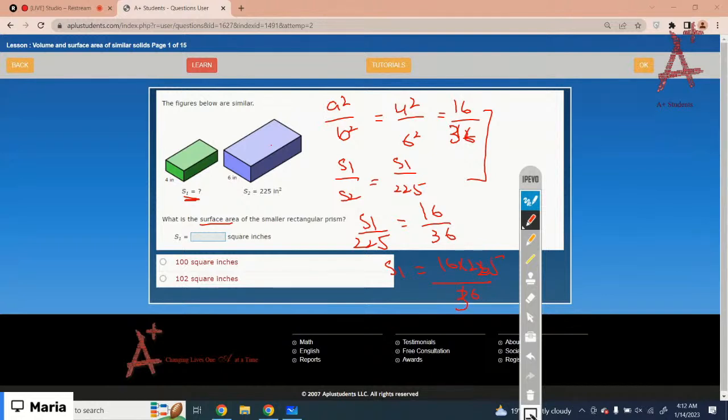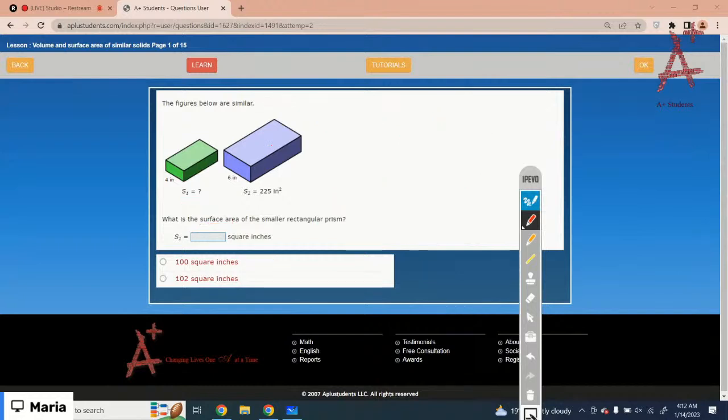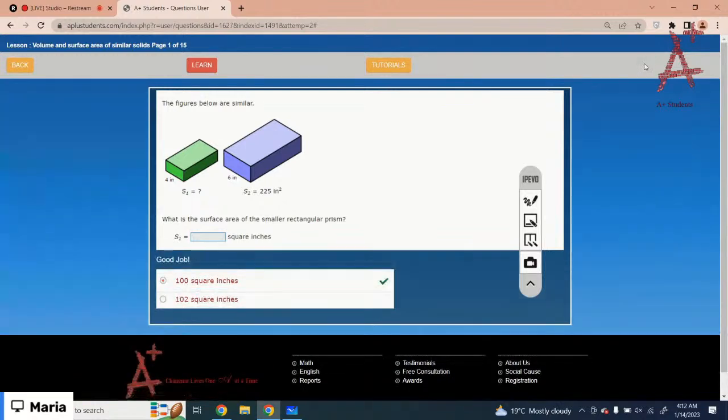Just calculate the values on the calculator. It would be 16 times 225, 3600 divided by 36. So that means the surface area of the smaller one is S1 equals 100. Got it? It would be 100 square inches is the correct option. So the correct option is 100 square inches. Just select the correct option, then click on the OK button.